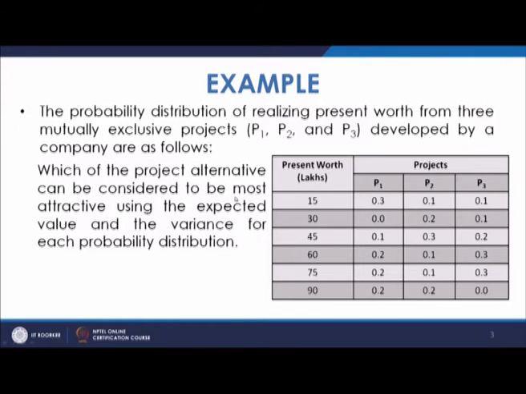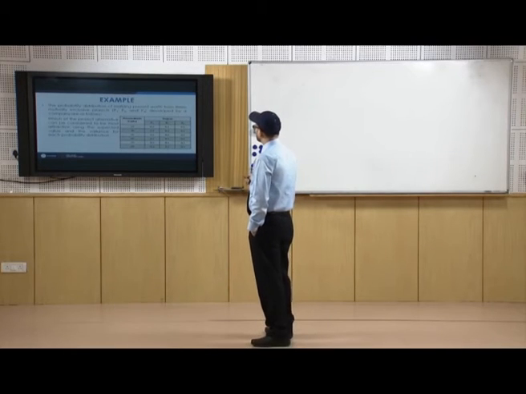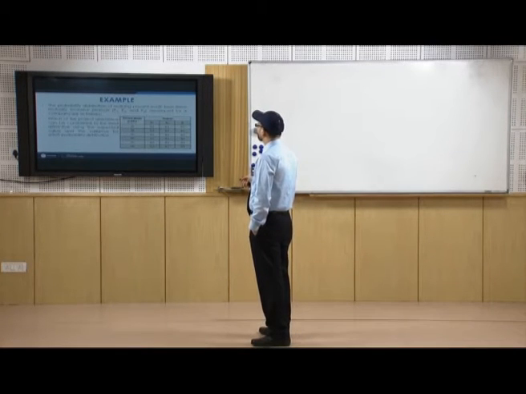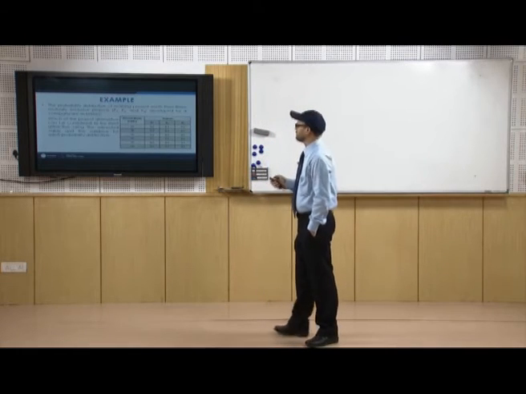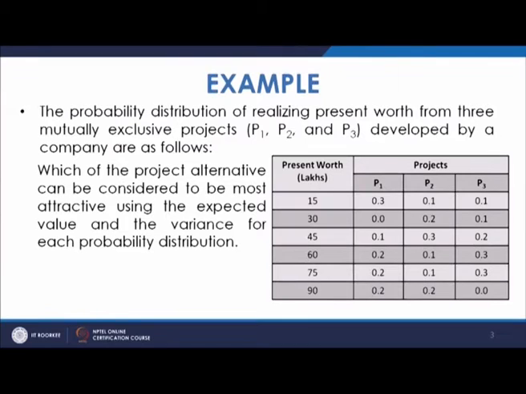So, you have three projects and the probability distribution is shown for this, which will yield the corresponding value of present worth. Now, in this case, as we proceed, we will first find the expected value or the mean value, but then we will also find the variance, and then we will see how you can predict the results using expected value as well as the variance using each probability distribution. So, let us solve this question.